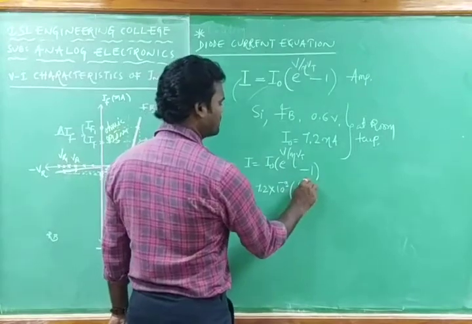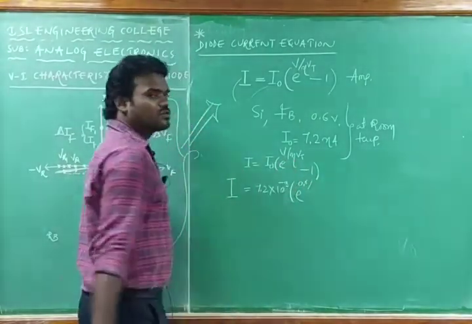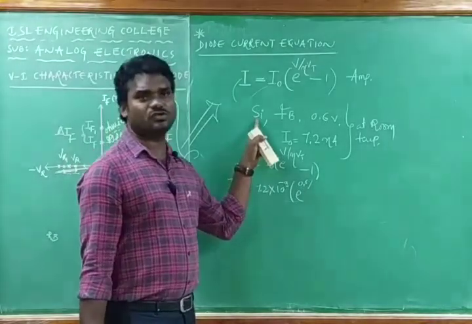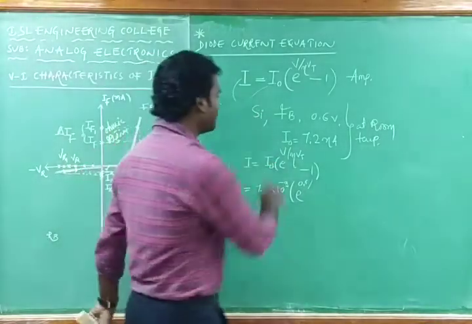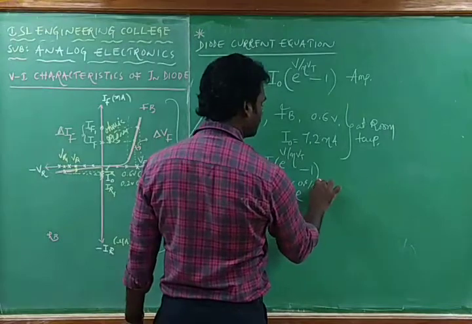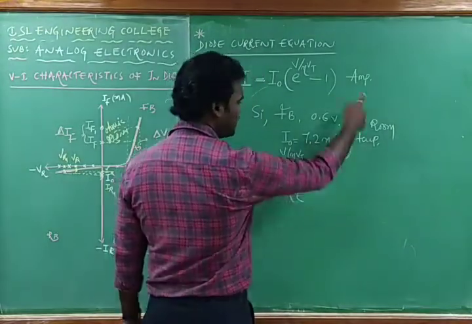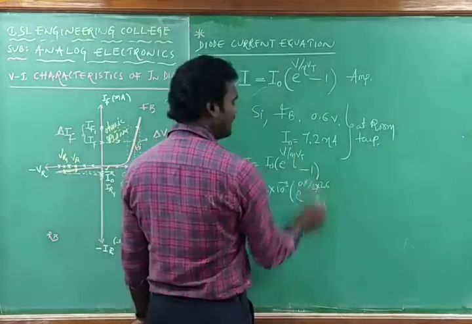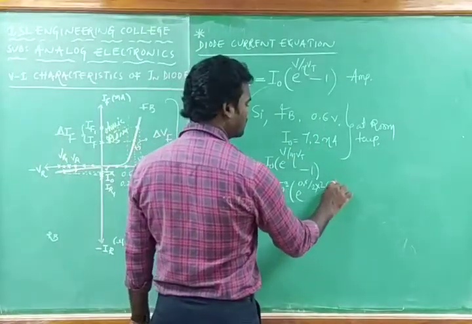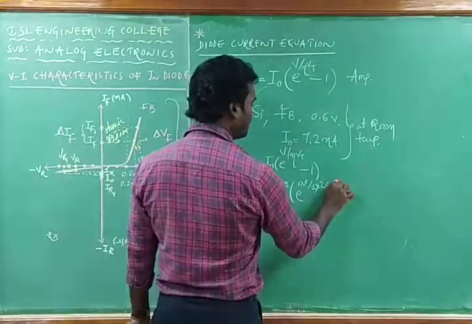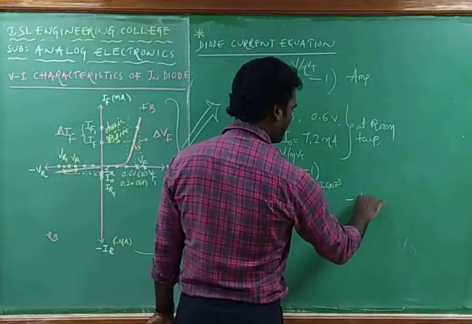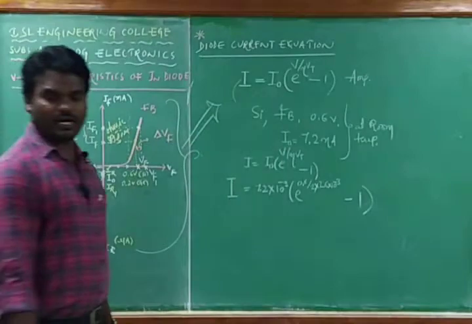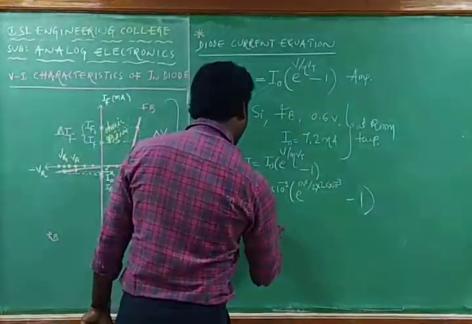In the power of e, V is the applied voltage, that is 0.6, divided by eta times Vt. Eta is the emission coefficient; for silicon it is 2, for germanium it is 1, so you should assume eta equals 2. Vt, since it is operating at room temperature, equals 26 millivolts, and 26 milli is 10 power of minus 3. Minus 1. If you simplify this, the answer you are going to get is about 5 milliamps.